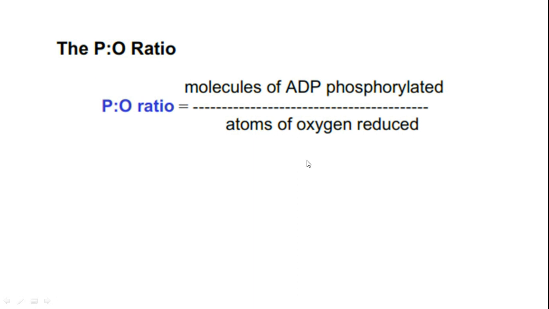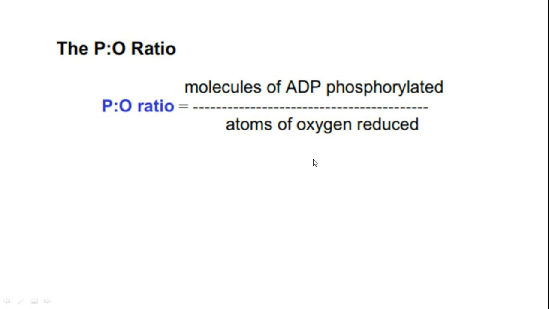So in the last slide we have seen how ATP that is synthesized in the matrix moves into the cytosol. Now I am introducing you to a new term, that is the P:O ratio. So what is it actually? The P:O ratio is molecules of ADP phosphorylated per number of atoms of oxygen reduced. So this is the calculation which we need to do.